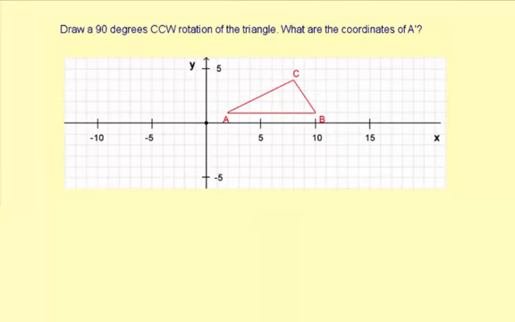Draw a 90-degree counterclockwise rotation of the triangle. What are the coordinates of A prime? So a counterclockwise rotation is going to be going this way.